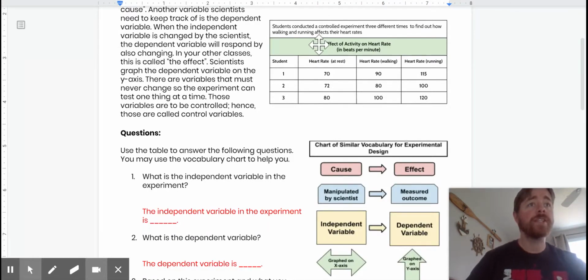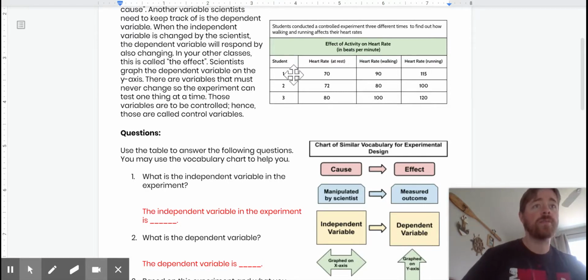So let's take a look at our experiment for today. Our experiment involves the effect of activity on heart rate. And heart rate is being measured in beats per minute. So how many times your heart beats in 1 minute. Okay, so students conducted a controlled experiment 3 different times to find out how walking and running affects their heart rates. So we have one experiment being done 3 times by the students.